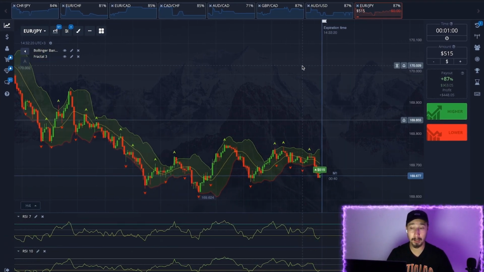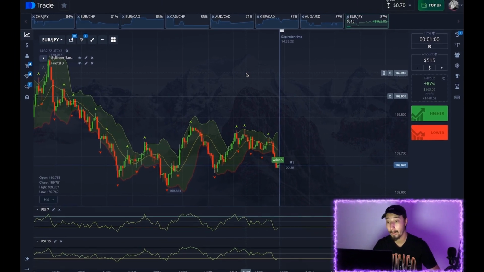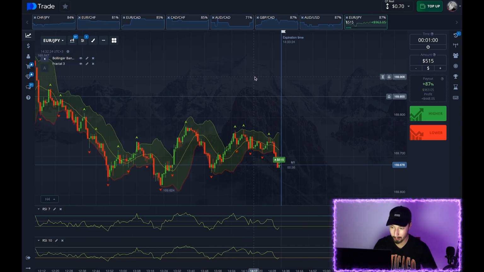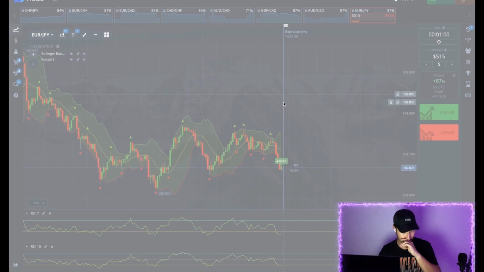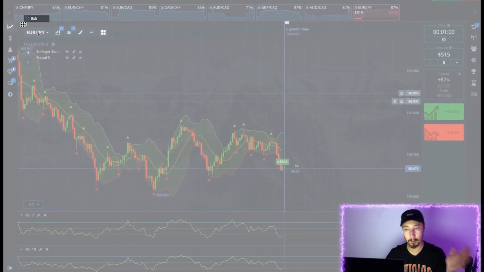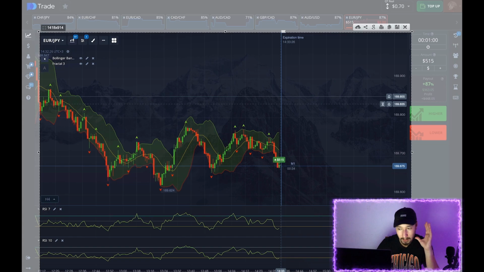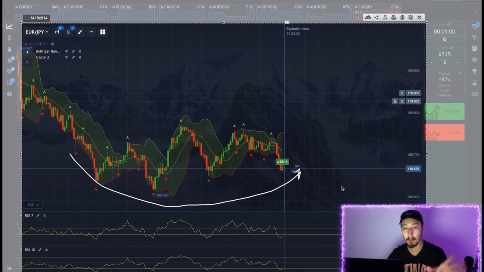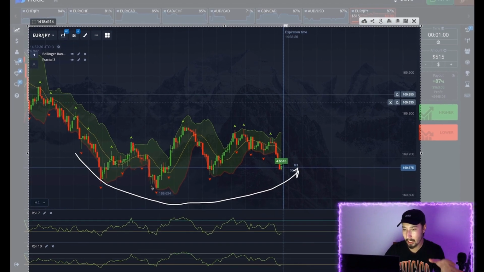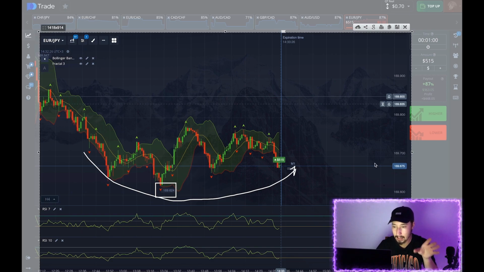Here, long position, guys. Why? I'll tell you why. An excellent entry point, by the way, for the appearance of a green candle. We highlight the workspace, so it's clear to the naked eye, guys, that the trend has changed after the update of the global minimum.